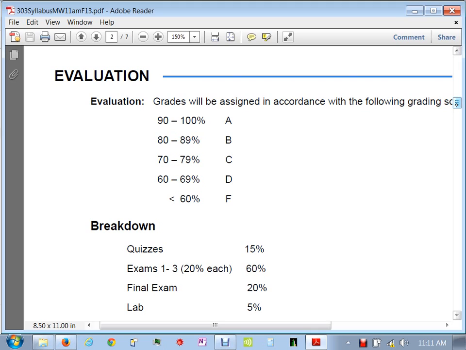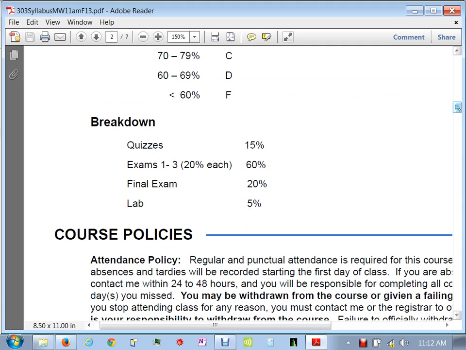So I'm going to have to edit that. There's only an A, B, C, F. That's it. So anything below a 75 in this class is considered not passing. Okay? I'll edit that. The breakdown of how the grade is determined.